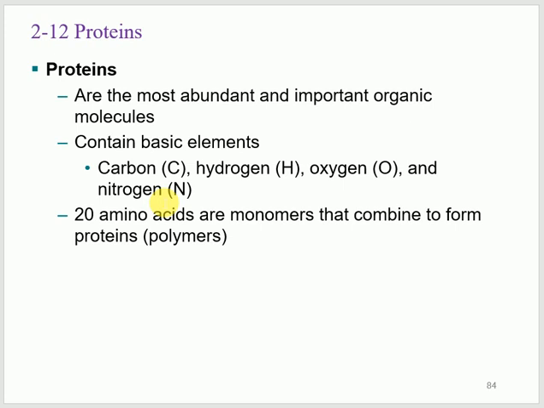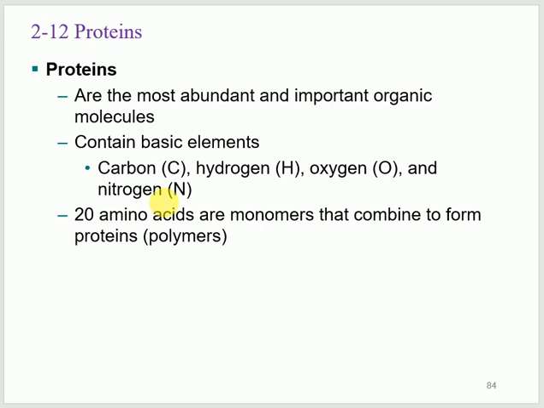The polymer is protein. The monomer is amino acid. So I don't have to say what is the building unit. It's the monomer. Same thing. So if I ask you what is the monomer of carbohydrates, monosaccharides. You guys remember this? Glucose, fructose, and galactose, right?